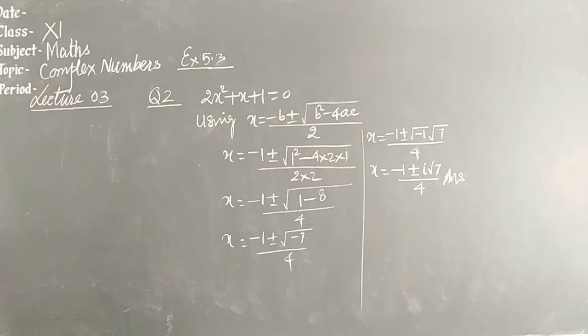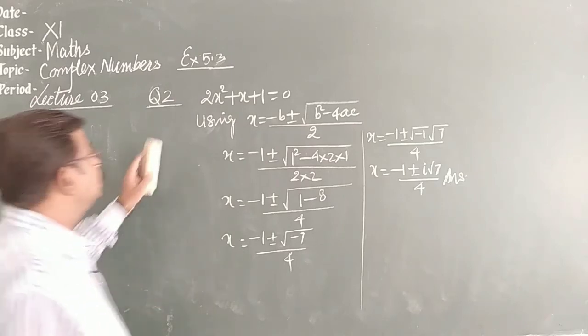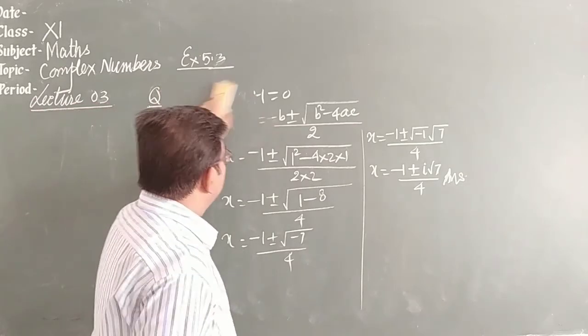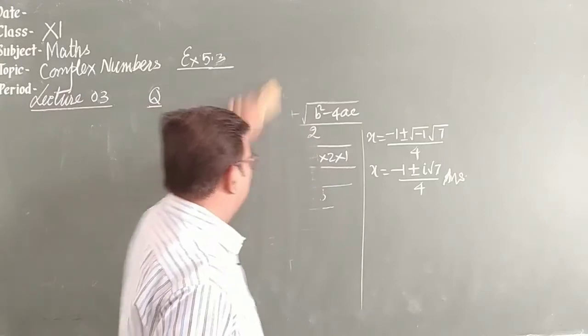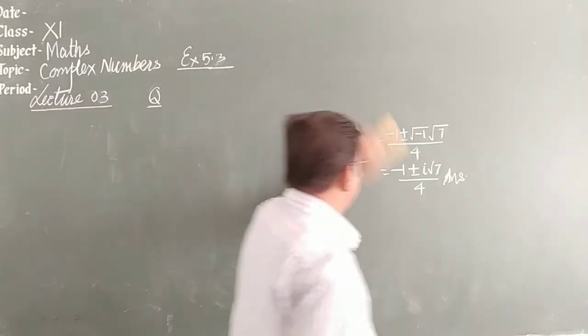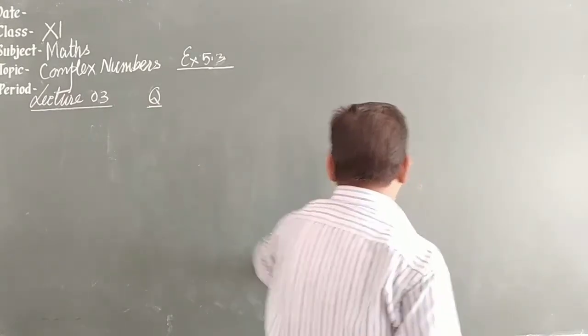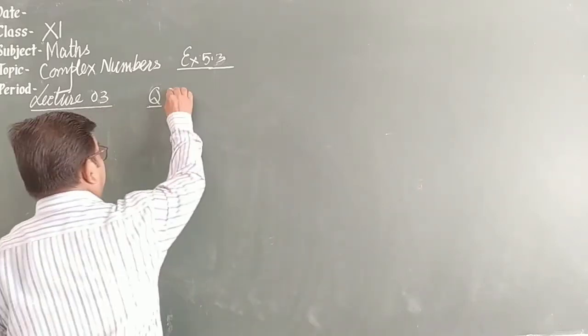I am solving question number 9. Remaining questions you will try yourself. x square plus x plus 1 upon under root 2 is equal to 0. And all the questions are of the same kind. So you have to practice the questions yourself. I am solving question number 9 since root is given here.